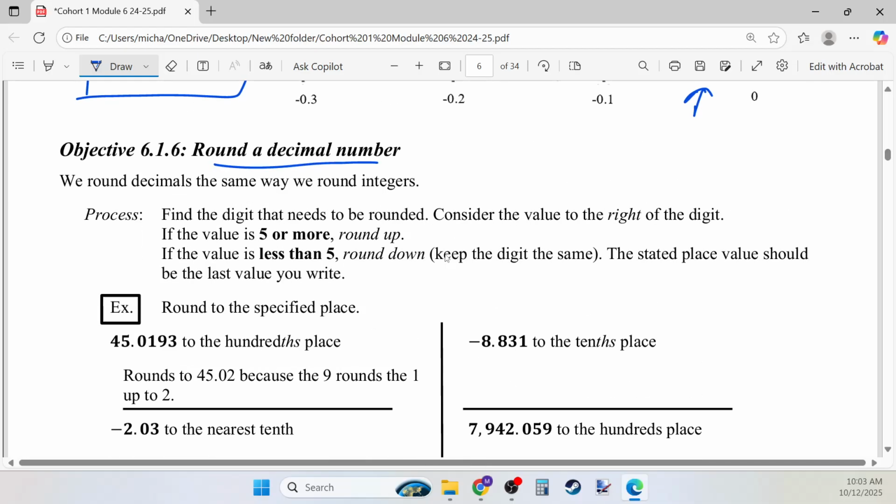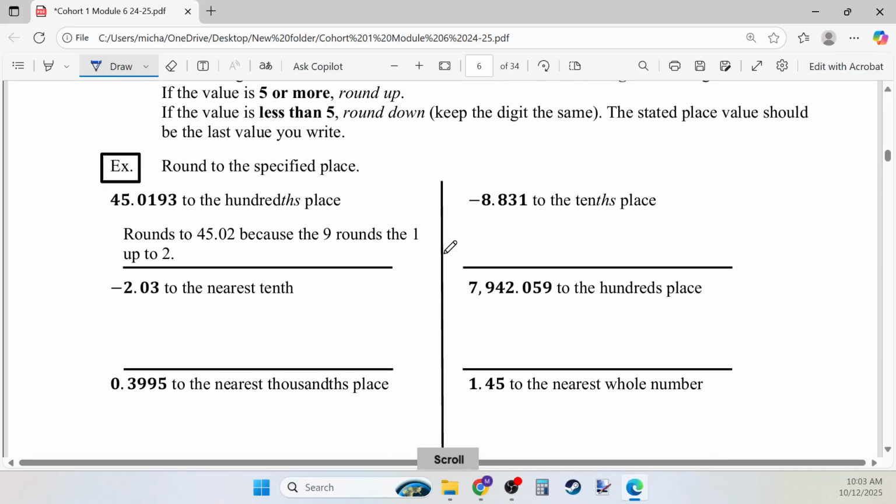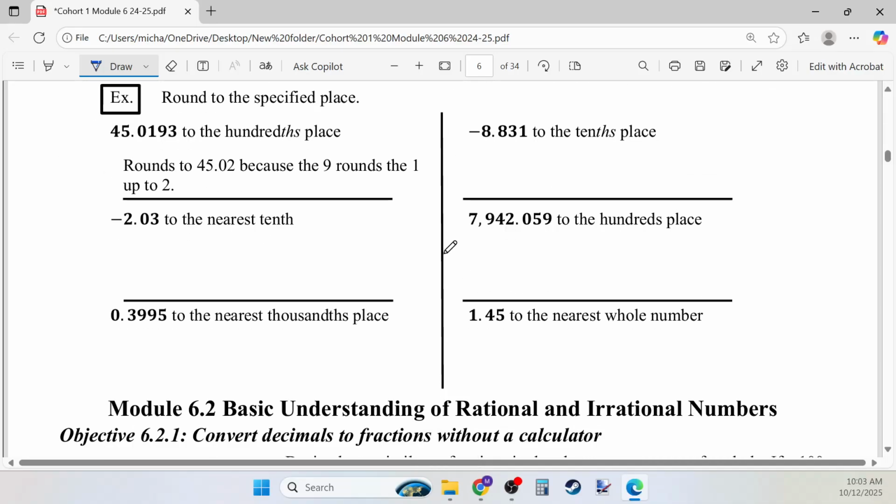Rounding digits works the same as when we were rounding whole numbers. Just have to know which decimal point we're rounding to. Nearest tenth, that's the tenths. So this is what we check. 3 means we round down. Negative 2.0 is what we round to. This one, tenths place. Here's the check digit. We round down.